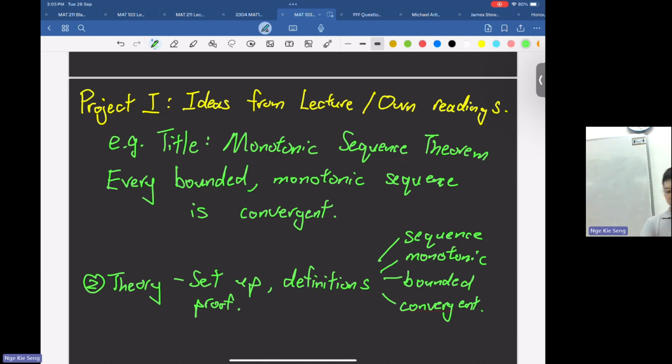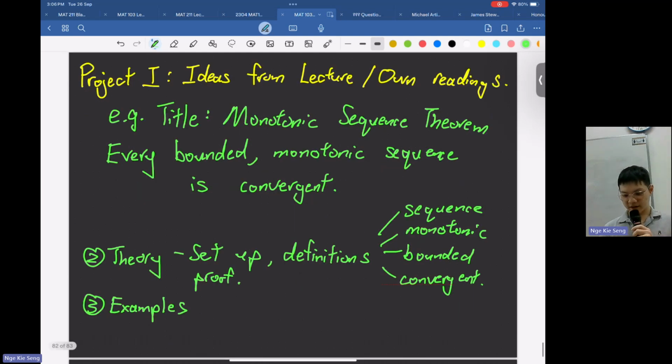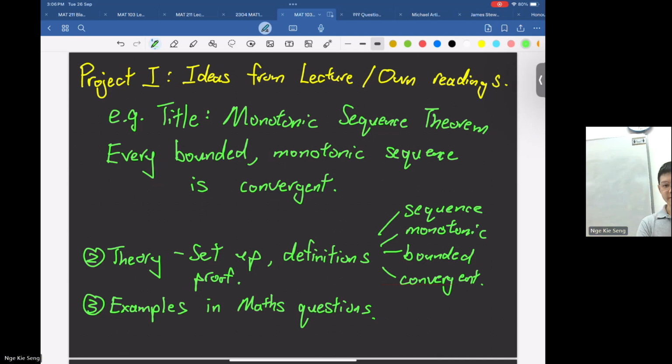The next thing I focus on is the examples. After you introduce the theorem and say that it is true, how is it useful? How is it practical? How are we going to apply this in a mathematics example? How do we do the calculation? So you need to give a few examples, which are examples in mathematics questions, for example the examples we did in classes, to tell people how to use it.